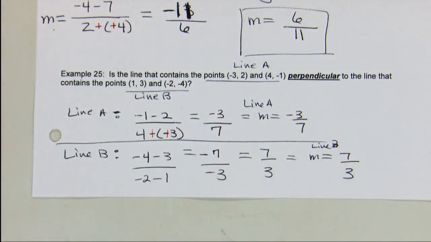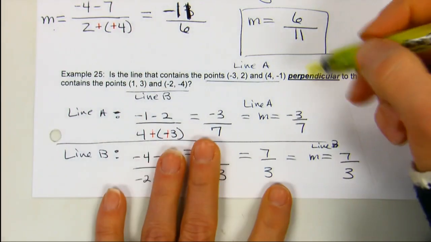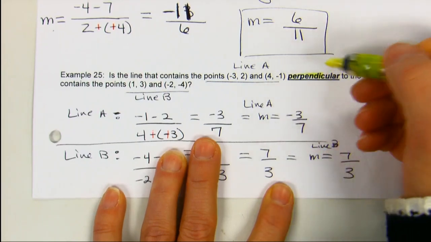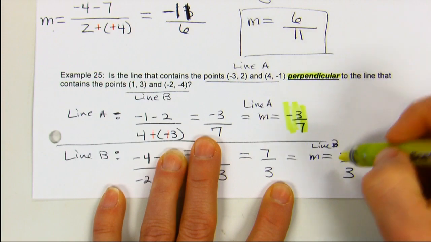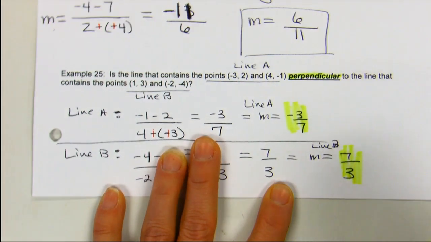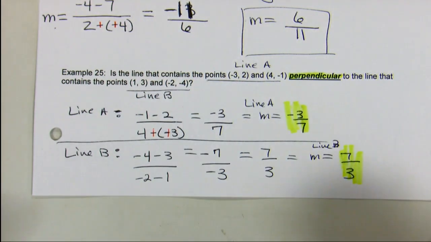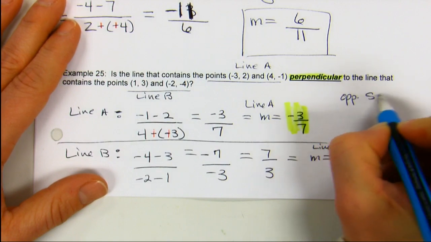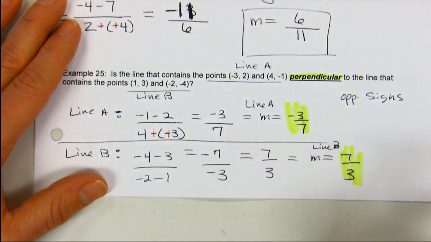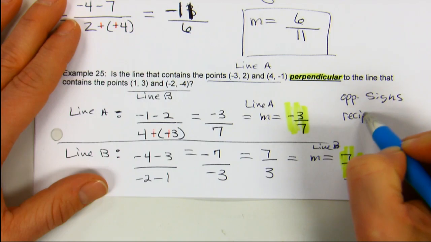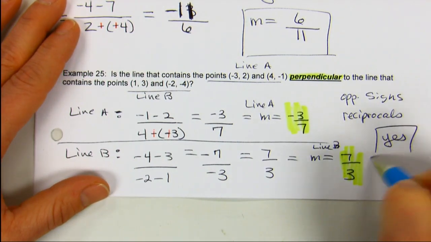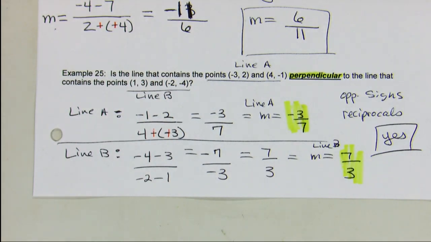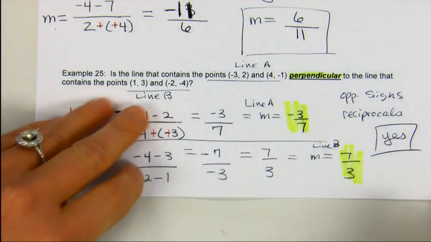So remember what we're comparing to know if it's perpendicular. That's what it asks in this question, so you have to particularly remember that relationship. The slope of line A is negative 3 over 7. So they are opposite signs, and they are reciprocals. So yes, if you graphed those points and drew lines through them, they would be perpendicular.